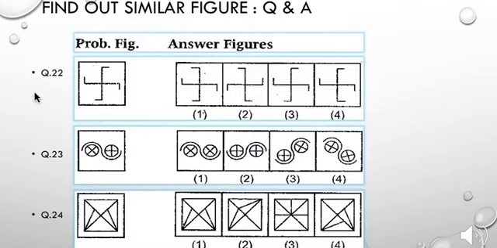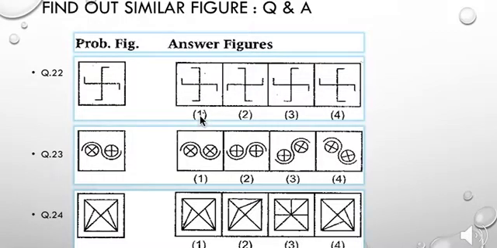Question number 22, there is a problem figure given and there are 4 answer figures given. We need to find which of the answer figures is exactly similar to the given problem figure. So in question number 22, let's carefully watch the problem figure. We see that problem figure is exactly like a swastik sign. So let's see which of the answer figures is looking the similar.